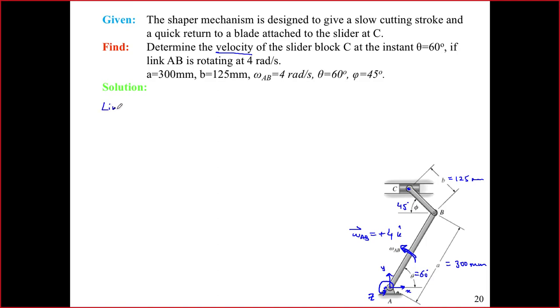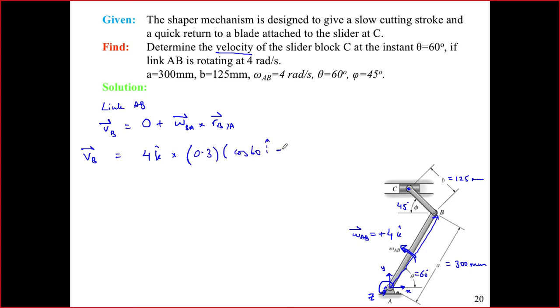Link AB first. So for that, I can see that VA is 0, so VB is just 0 plus omega BA crossed with RBA. So VB is going to be equal to omega BA, which we know is plus 4k, crossed with RBA, B with respect to A. So that is 0.3 (cos 60 i plus sin 60 j).